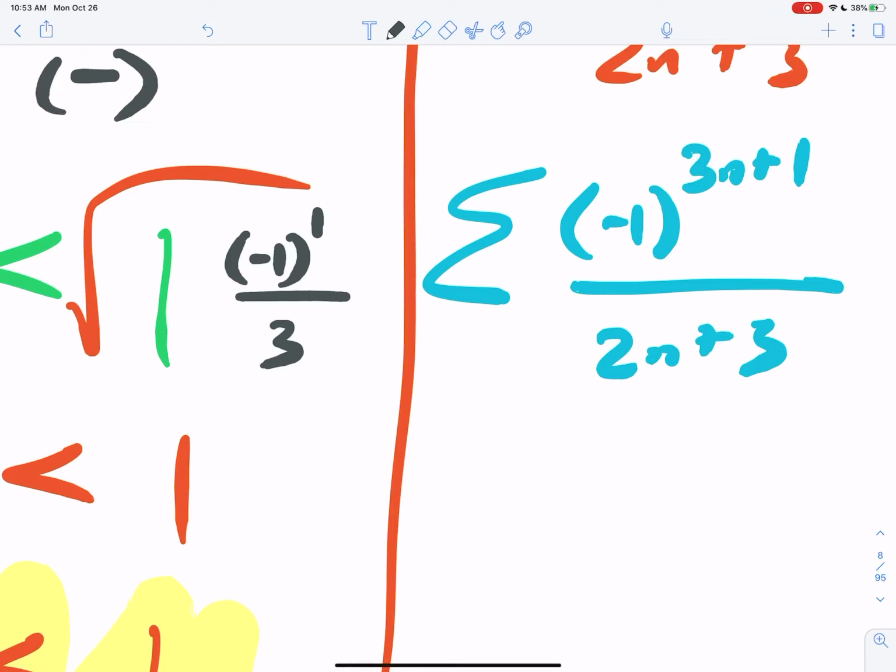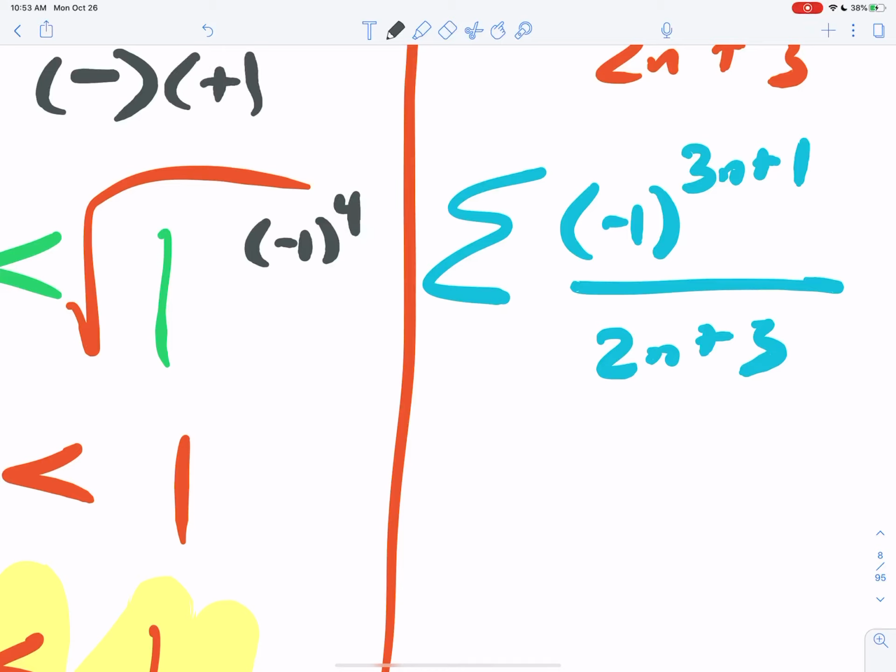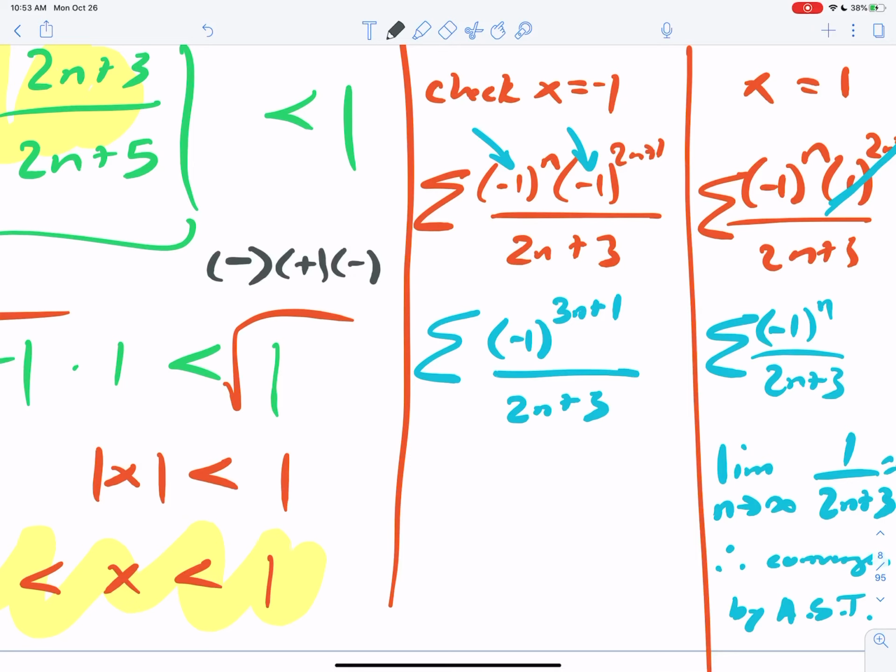Now, if n was 1, you would have -1 to the 4th. -1 to the 4th comes out positive, so you know it's going to come out positive. Let's try one more. If n was 2, you would get -1 to the 7th power, which comes out negative. So it actually does alternate. Sometimes it doesn't.